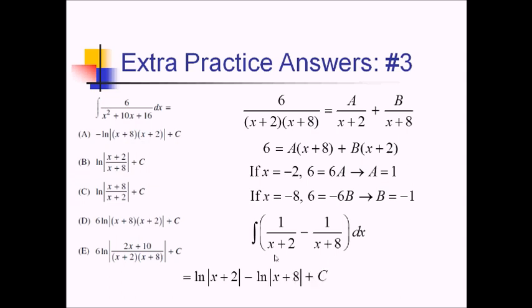And of course, that's none of the answer choices because they expect you to combine these logs in this particular problem. Since I'm subtracting the logs, I can divide the things inside. So this is really ln absolute value of x plus 2 over x plus 8 plus c. So that's going to give me answer choice B.